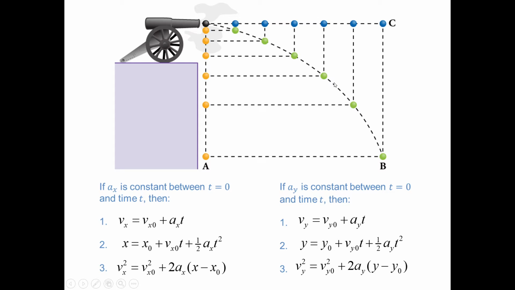And the independence of x and y motion means that in this case, if instead of shooting it with an initial velocity going outward like this, we just dropped the cannonball, it would be at exactly the same heights at the same time as if we shot it outward versus just dropping it. So that means the vertical motion doesn't depend on how we started out the horizontal motion.